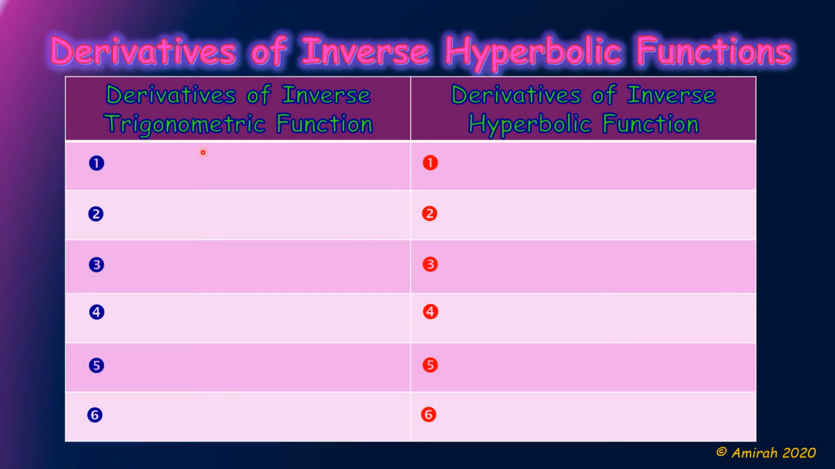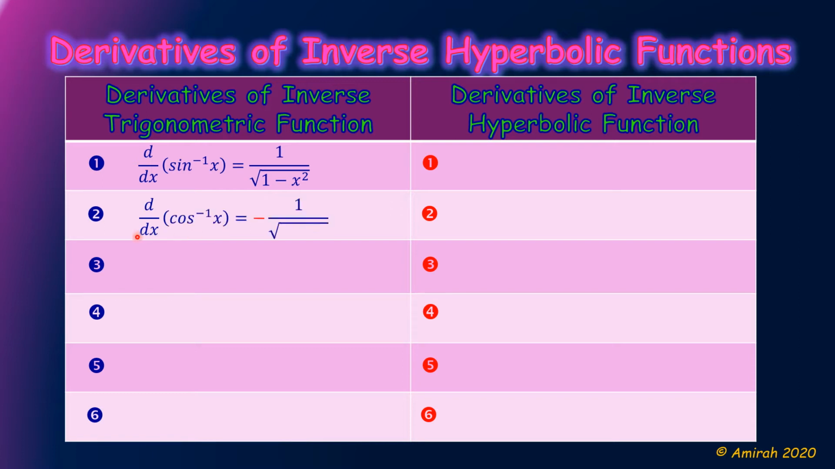In this video, we are going to discuss the derivative of inverse hyperbolic functions. We can refer to this table. Firstly, we can refer to the derivatives of inverse trigonometric functions. We have 6 formulas under derivatives of inverse trigonometric functions. The first formula is the derivative of inverse sine x equals 1 over the square root of 1 minus x squared.